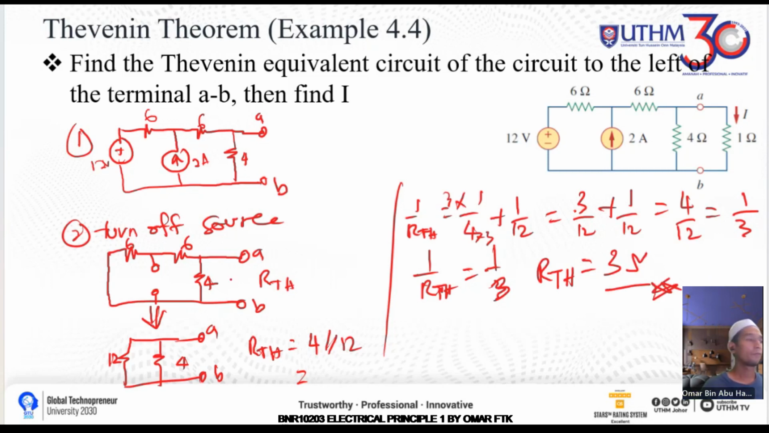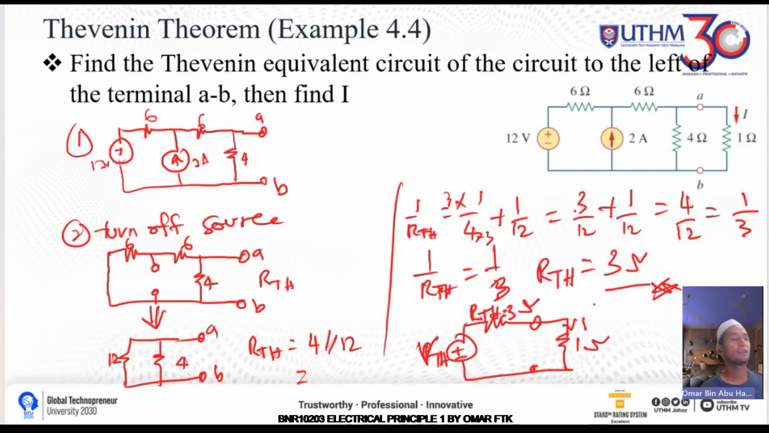So this is the value for the RTH. If you draw the circuit again, I'll just simplify the circuit, plus minus VTH and then RTH, and then you have 1 ohm here. So RTH will be 3 ohm, right? 3 ohm, 1 ohm. Now you need to determine the VTH.